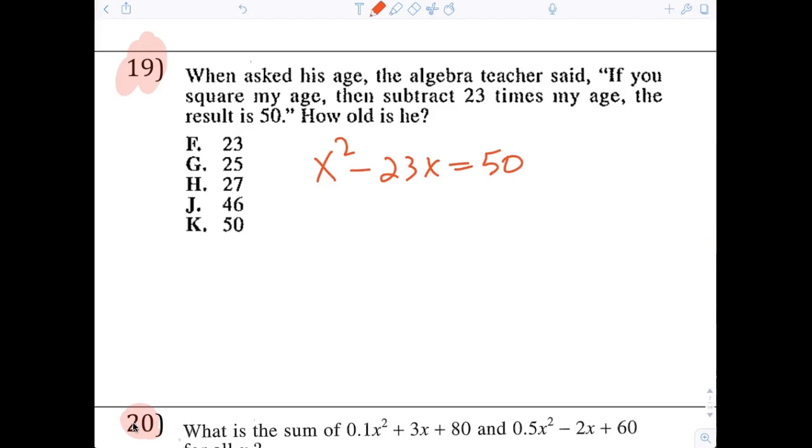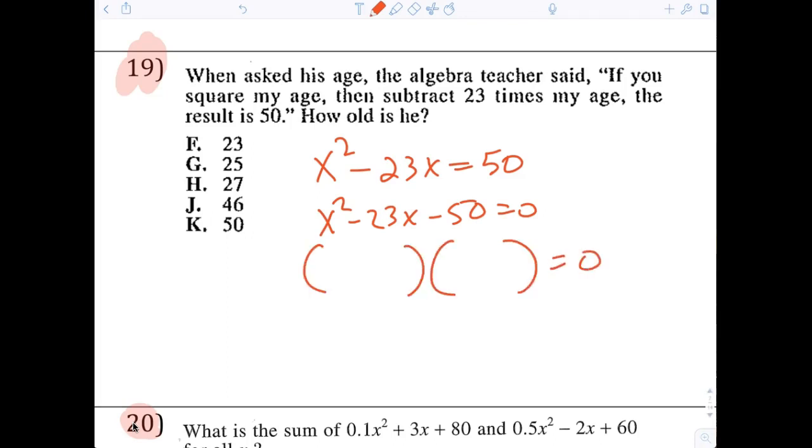So, in this case, though, x squared minus 23x minus 50 equals 0. I'm trying to show you it's really not that hard. Now, what are the factors of 50 that make 23? That's not hard. So it's going to be x minus 25 and x plus 2. So x is equal to what? 25 or negative 2, but of course you can't be negative 2, so that's called an extraneous solution. So the only possible answer here is 25.